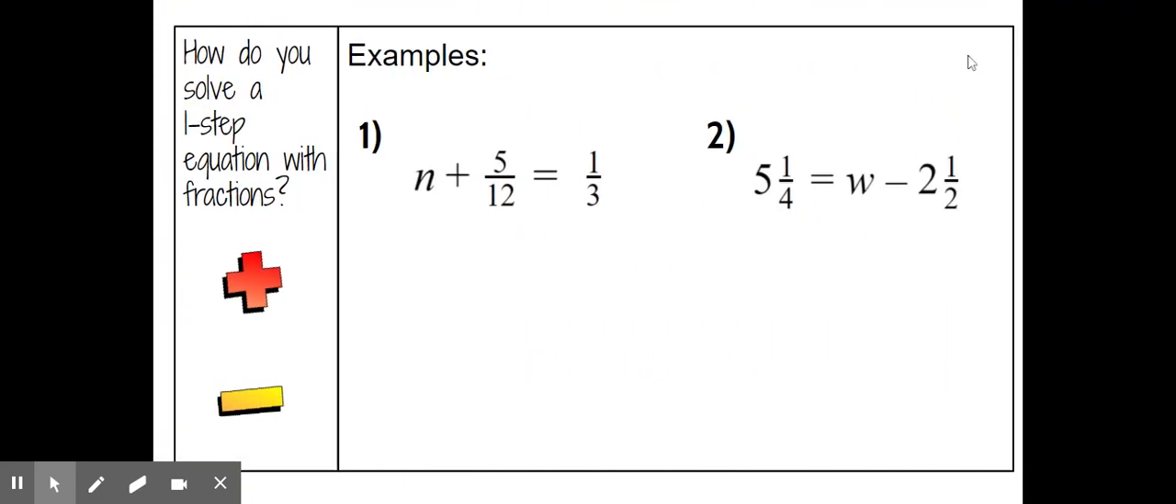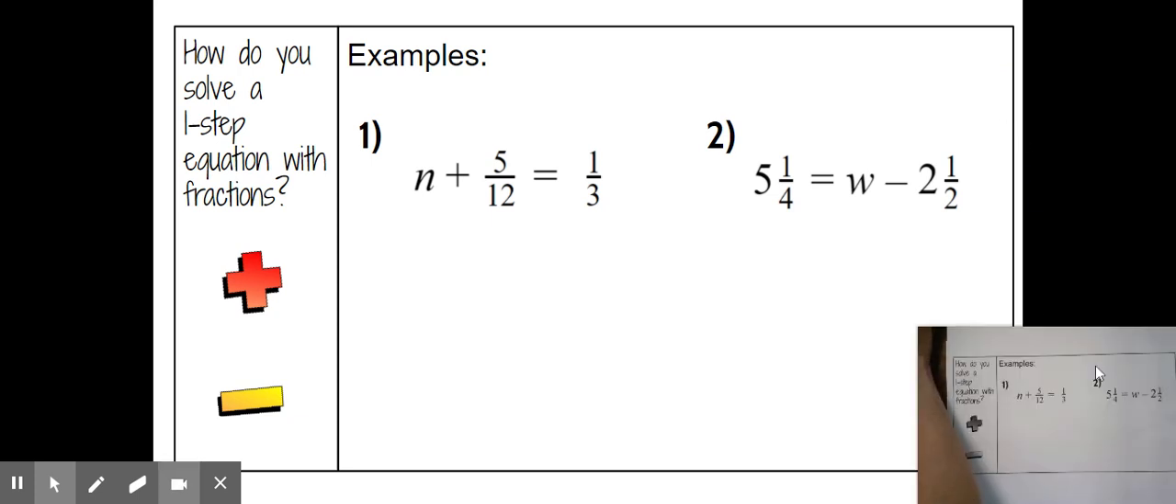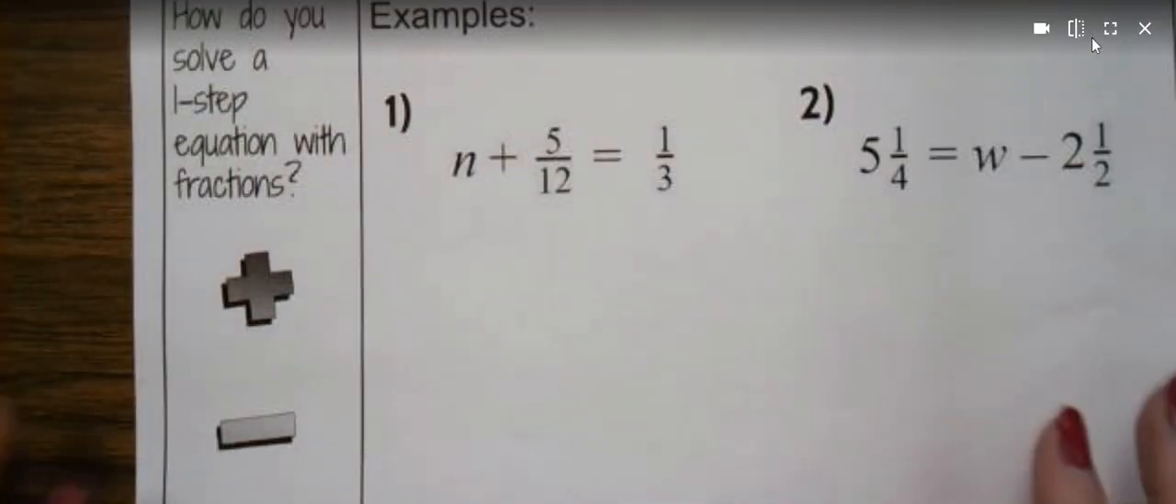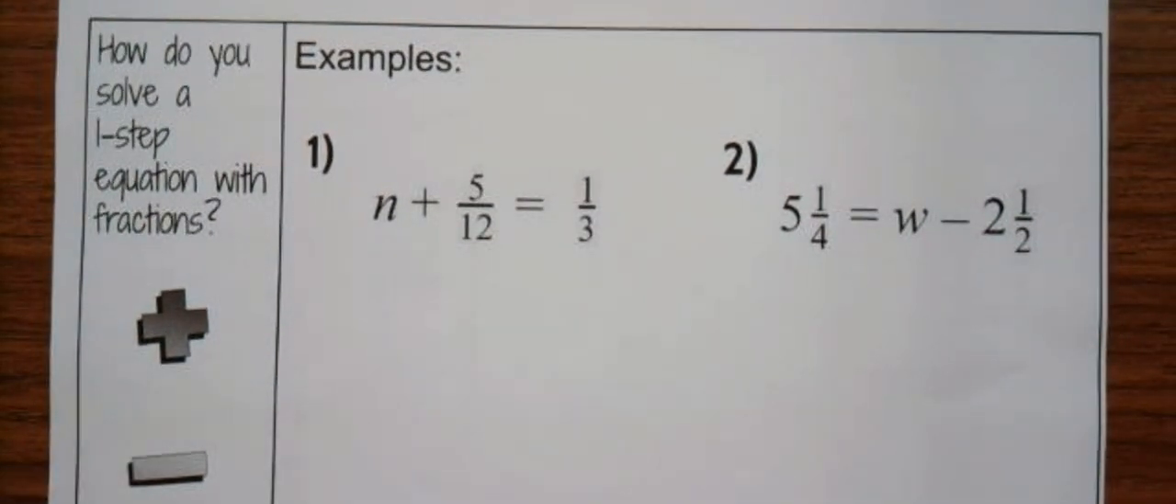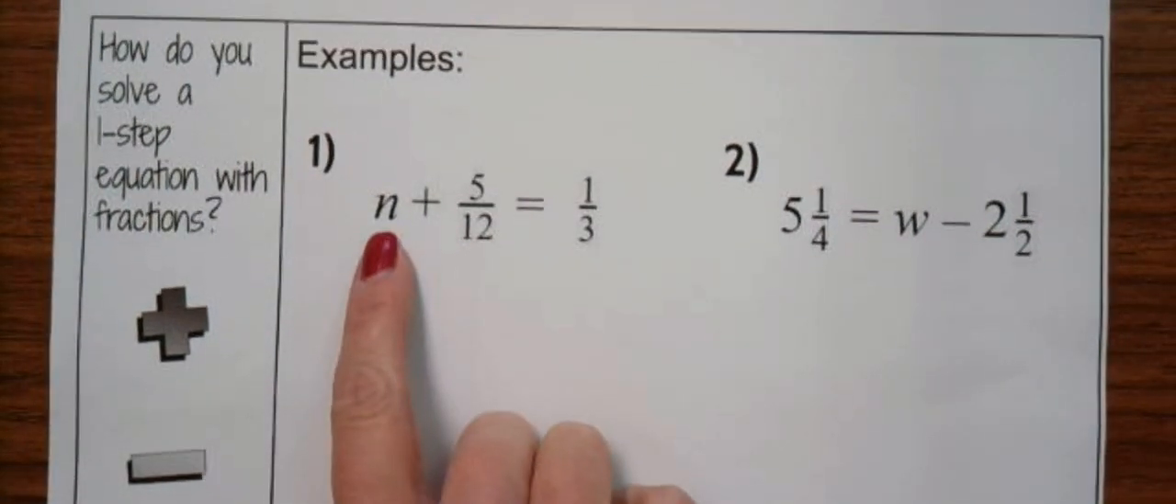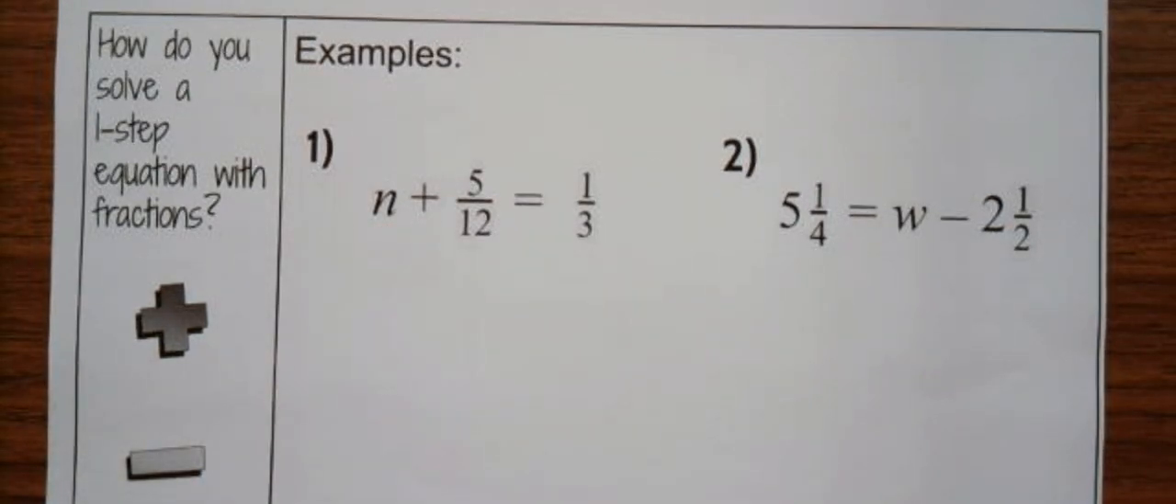Okay, so let's get started with example number 1. Find number 1 in your notes. It is blank, so you will need to copy the example for number 1. n plus 5/12 equals 1/3. The goal is to figure out what is the value of the mystery n.